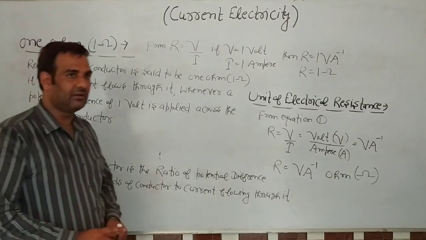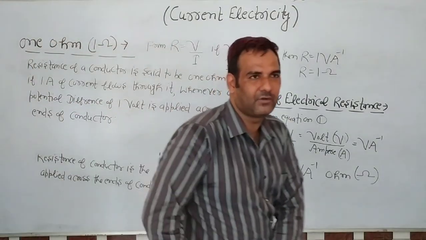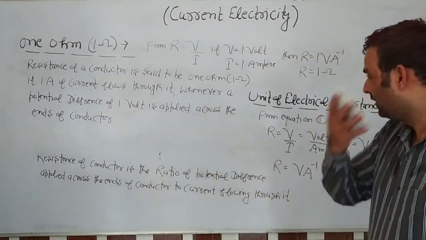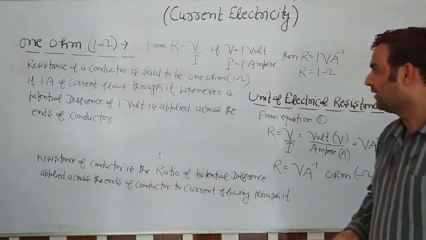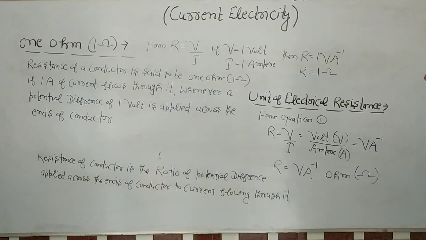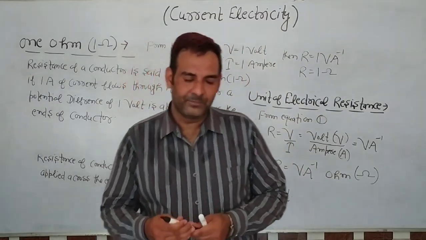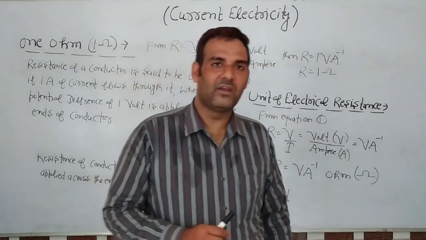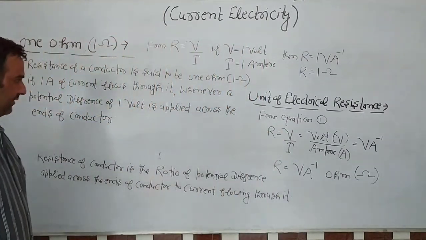Resistance of a conductor is said to be 1 ohm if 1 ampere of current flows through it. Only conductor mein se kab flow karega, isme se 1 ampere ka current, whenever a potential difference of 1 volt is applied across the ends of a conductor. So resistance of a conductor is said to be 1 ohm if 1 ampere of current flows through it whenever a potential difference of 1 volt is applied across the ends of a conductor.